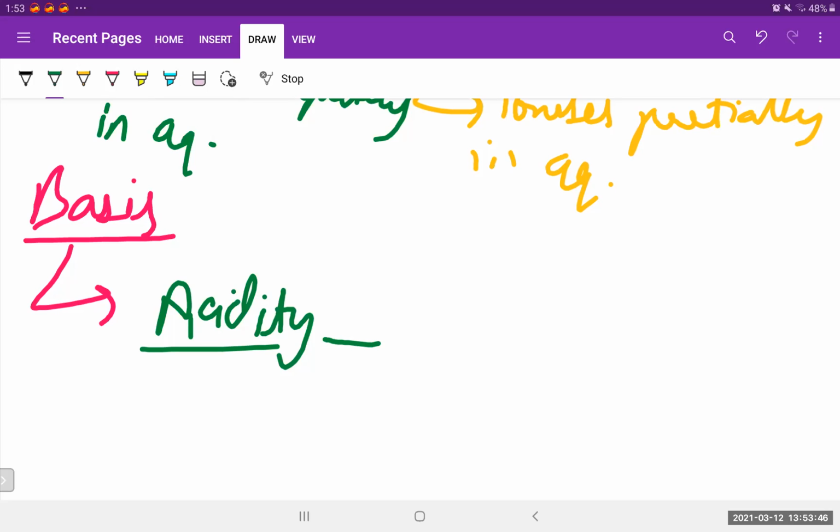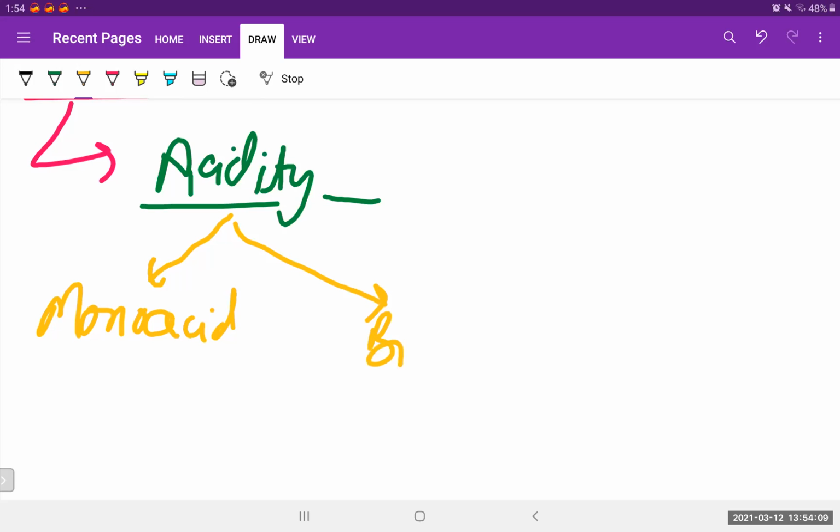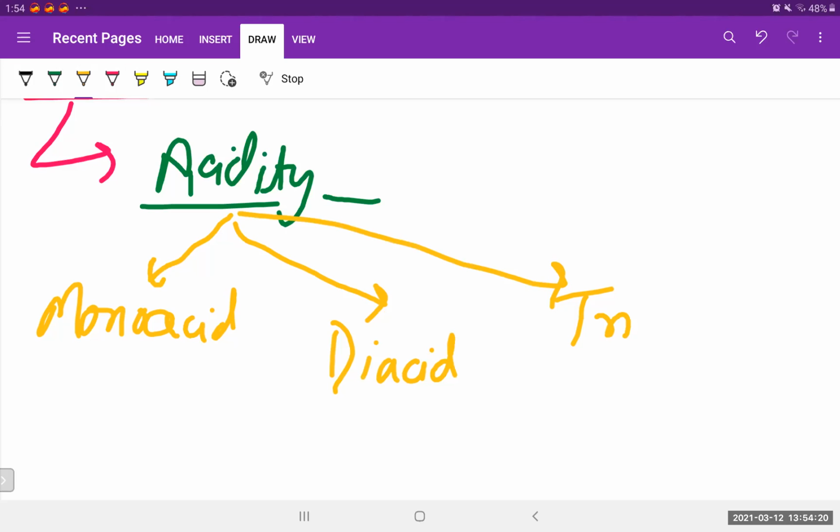Now tell me, how many types of acids were there on the basis of their basicity? Monobasic, dibasic, and tribasic. Yeah, the same thing goes here as well. Here we'll not write basic because we are talking about acidity. So we'll say monoacid, diacid, and triacid. Let's see what these are.